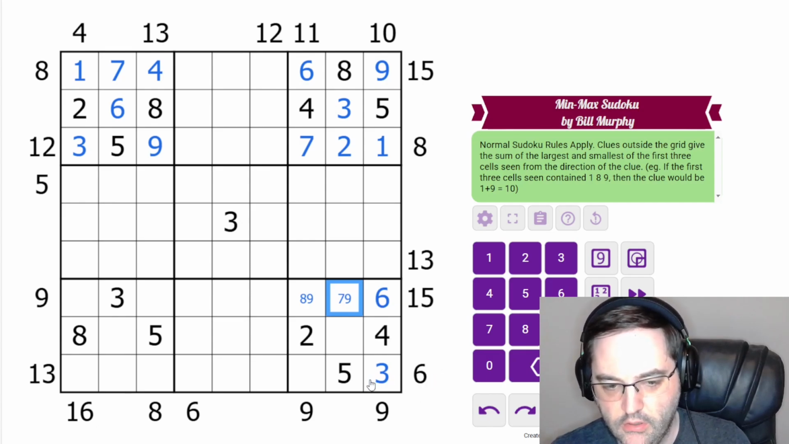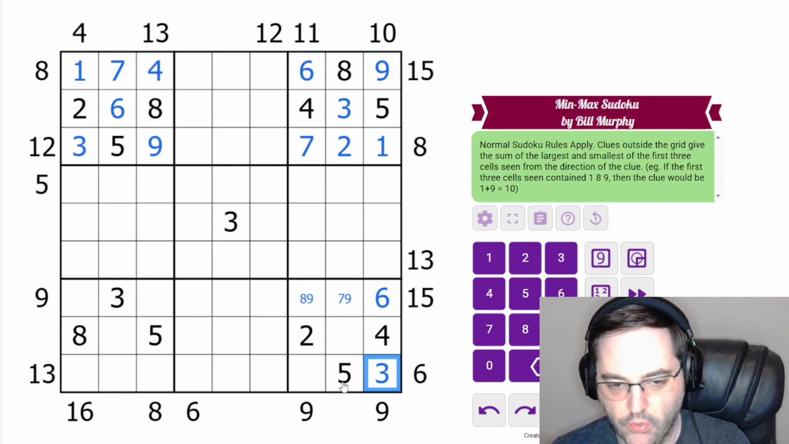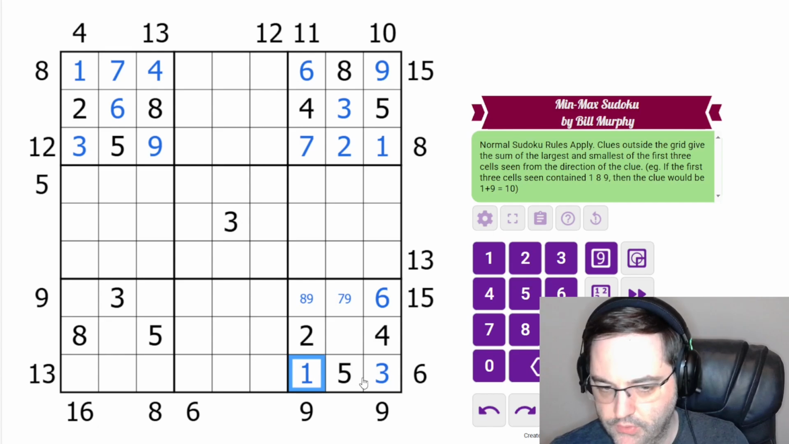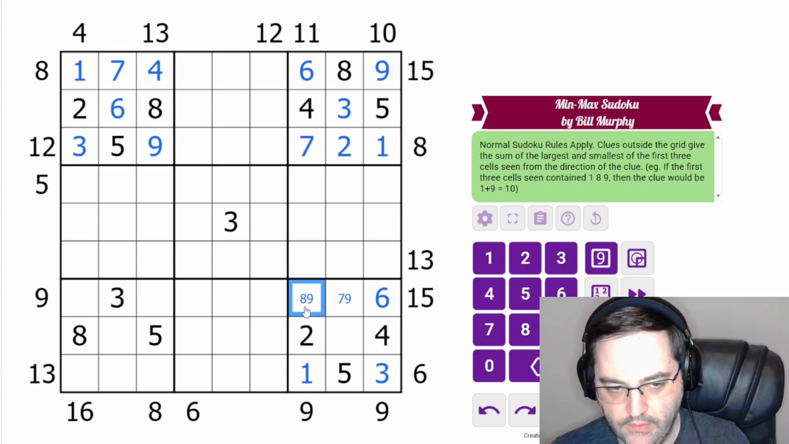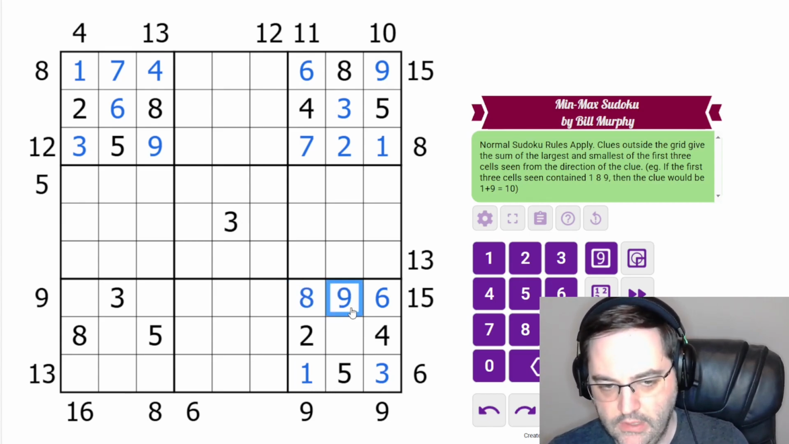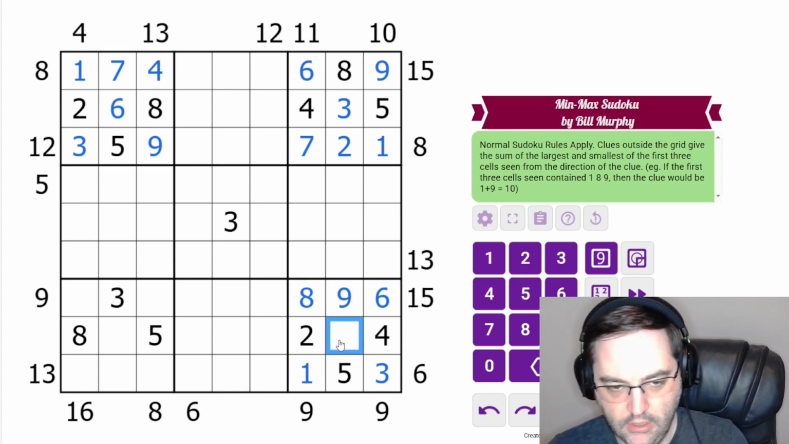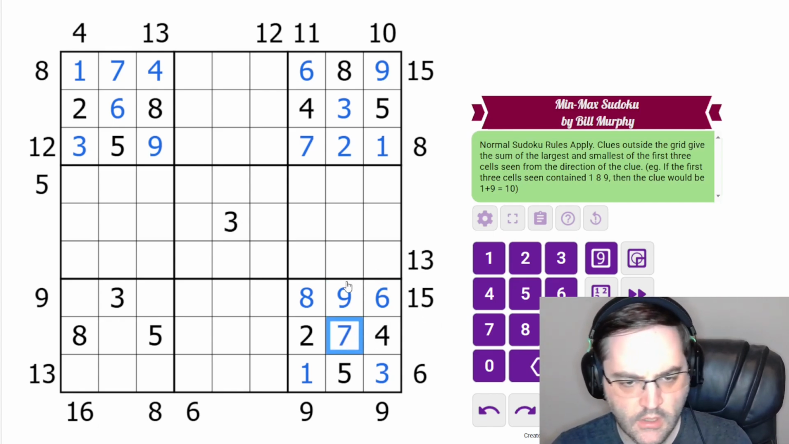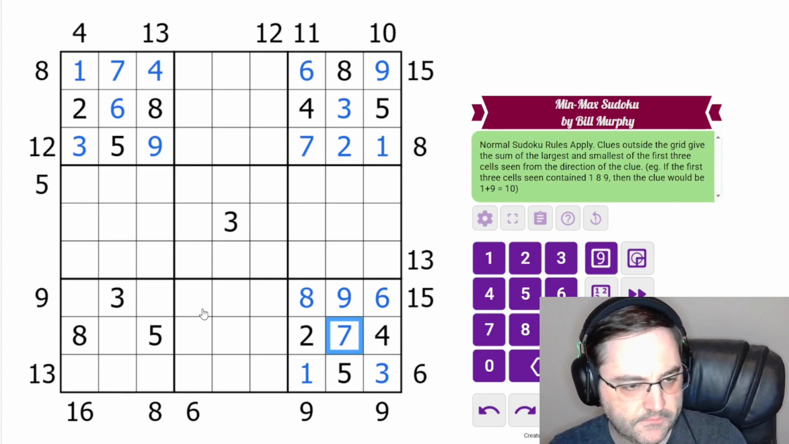Now 6 here, 3 can't be the low digit because it would need another 3 as the high digit. That's not going to work. So our low digit must be here to go with the 5, which is 1. And now 9 could never go here anyway because of the 9 clue. This needs to be 8 to sum with the 1, and then we need a 9 to sum to 15 here. So that's box 9 done.